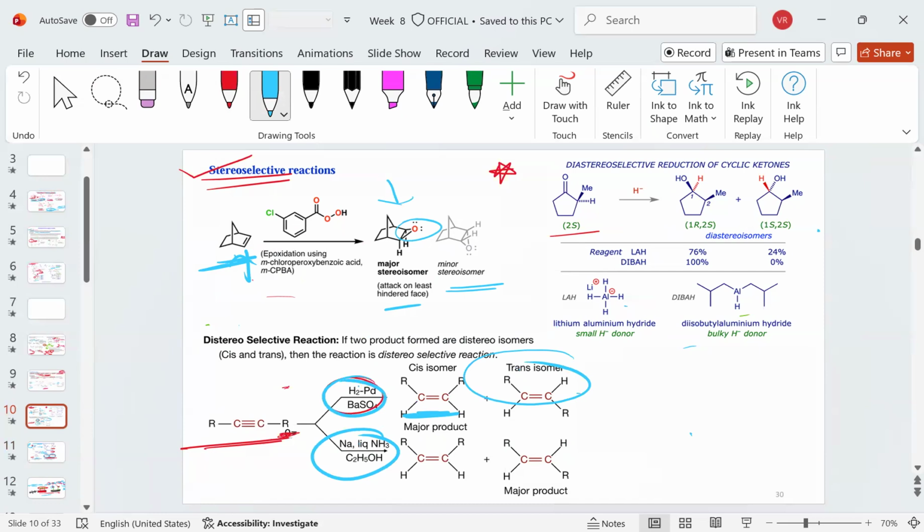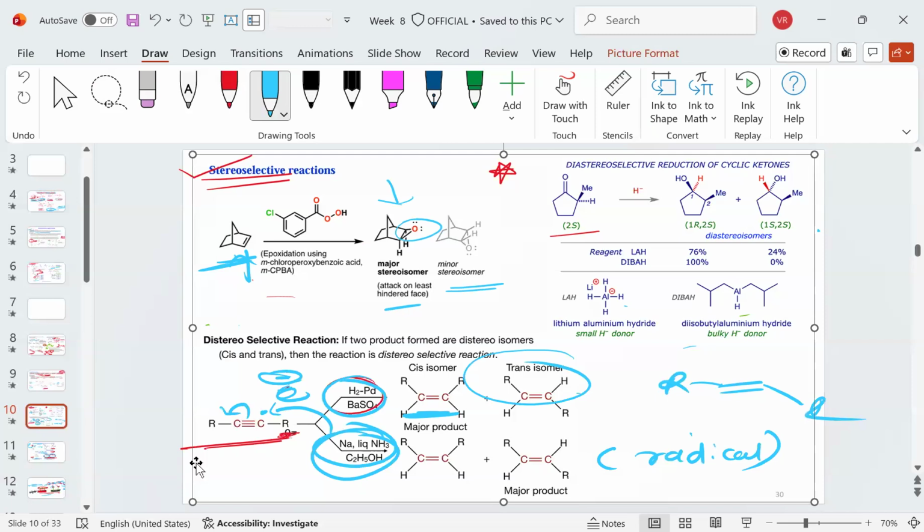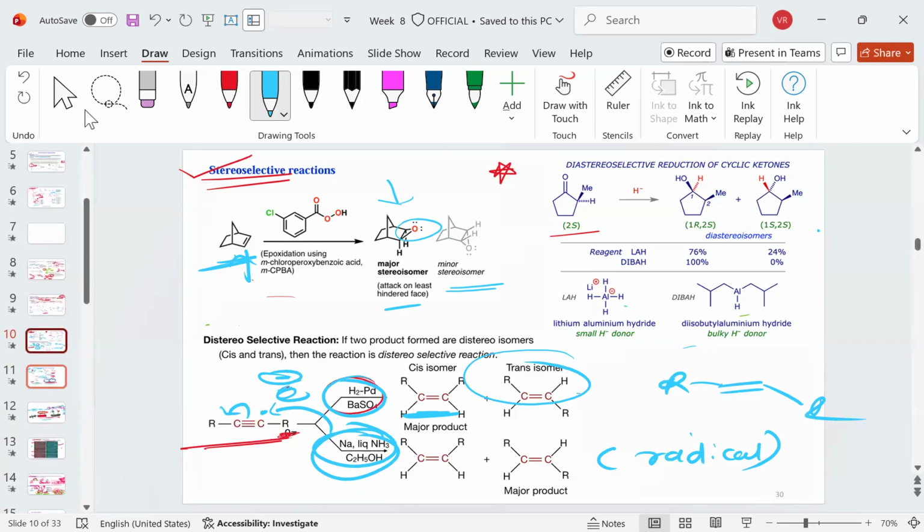So how can we achieve it? Let's say we want the trans product. Then we cannot use this condition. We can go for another condition, which is sodium metal in liquid ammonia. This reaction goes by a radical mechanism. If you look at the Birch reduction case also, a similar first electron transfer takes place to the center, and we get an anion here. I will go step by step through this radical mechanism as well, so it will be easy for your understanding.